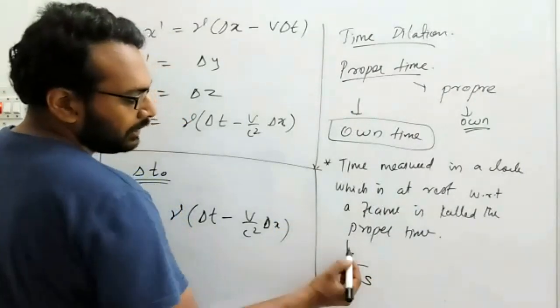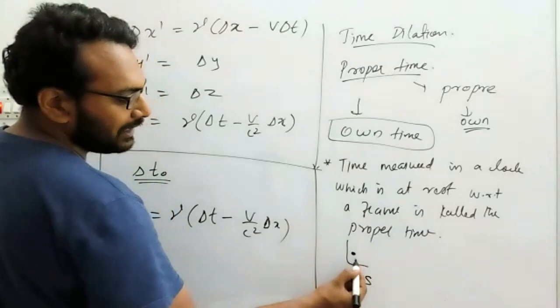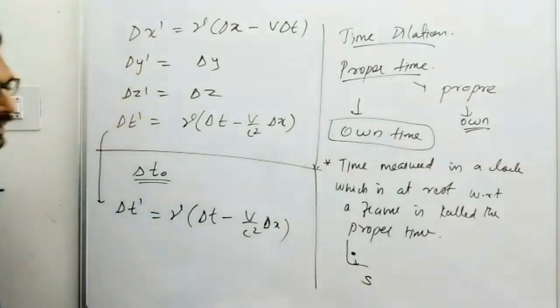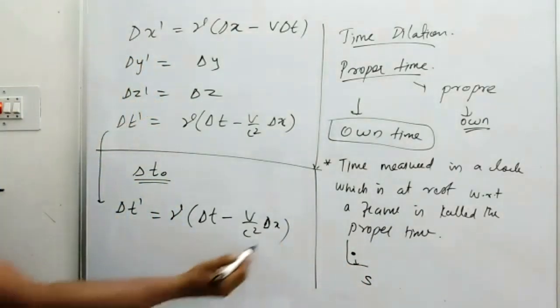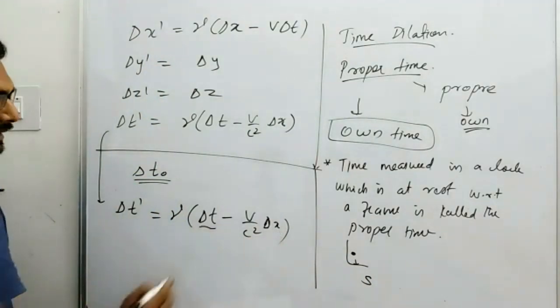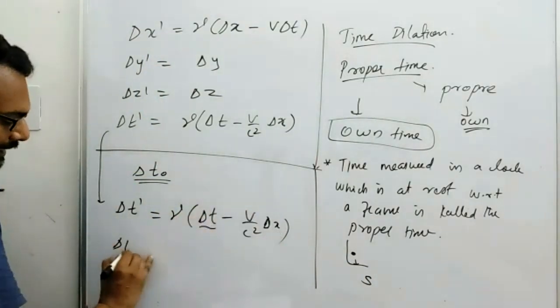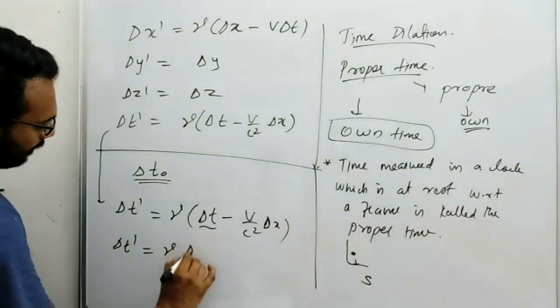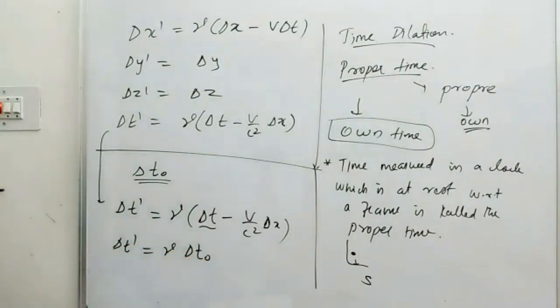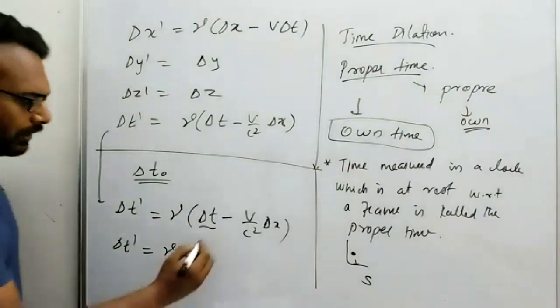You're looking always at the clock, which is situated at the same point in your space. So you can take delta X equal to 0. If delta X equals 0, then delta T is the proper time. So you see that delta T prime is equal to gamma delta T0. Is this clear? What does this mean?